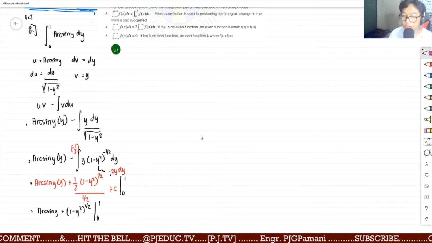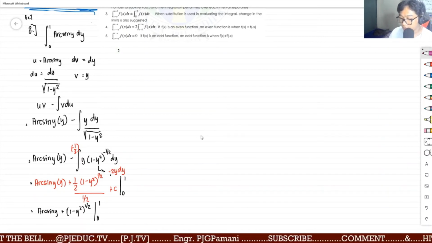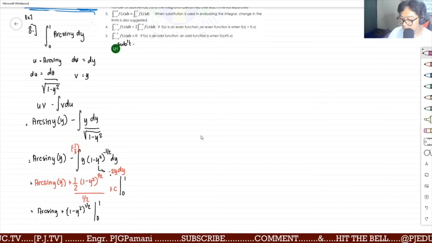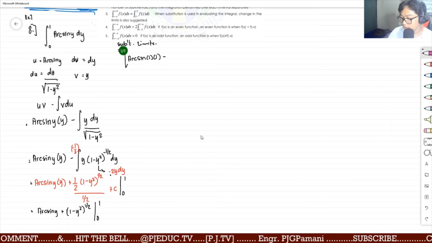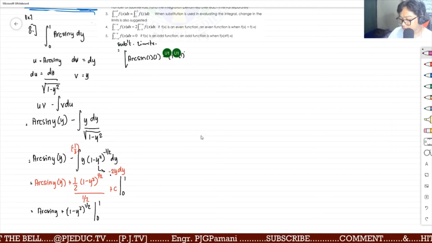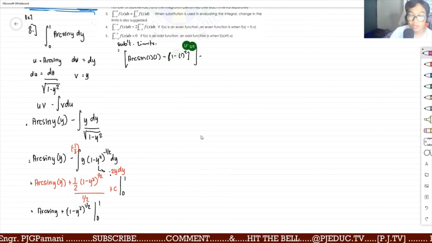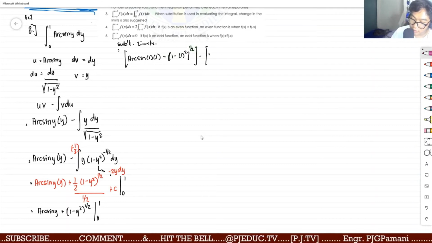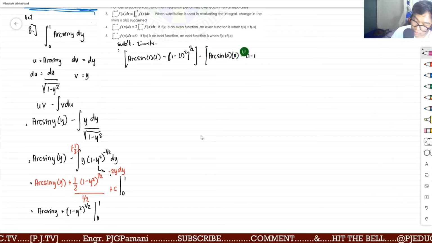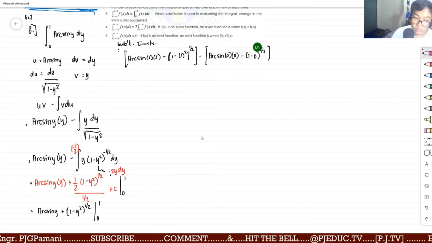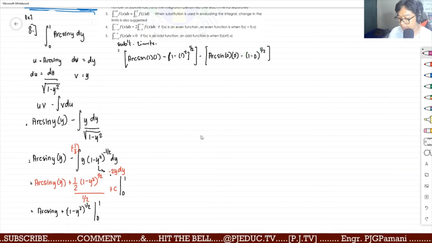Next, substitute our upper and lower limits. That is arc sine of 1 times 1, plus (1 minus 1 squared) raised to 1/2, minus arc sine of 0 times 0, plus (1 minus 0 squared) raised to 1/2. 0 squared is simply 0.